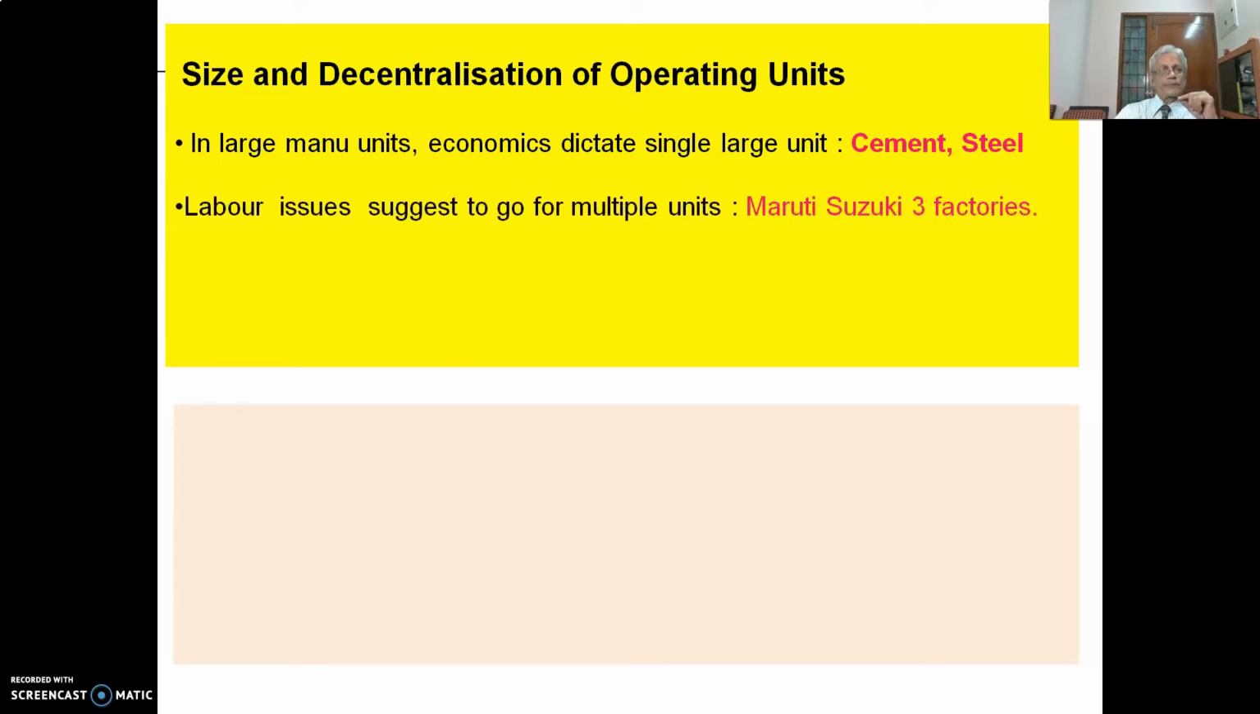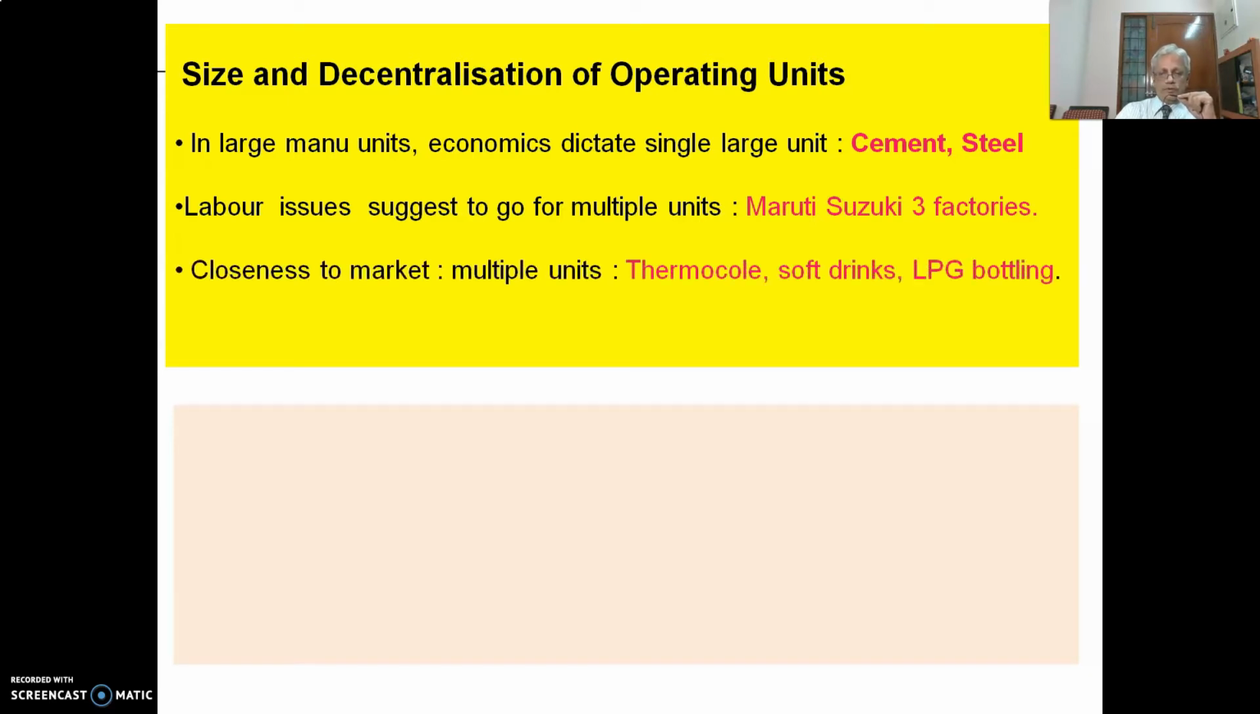The labor issues many times suggest going for multiple units. For example, in automobiles, the labor force is sometimes quite challenging. So it is risky to have a single location; better to have multiple locations. In fact, once in India, Maruti Suzuki had a major IR problem at one of its factories. Even the general manager HR was murdered. Luckily, because the company had multiple locations, they were able to supply production from other factories and keep the market on. Had it been a single location, they would have suffered very badly on the market front.